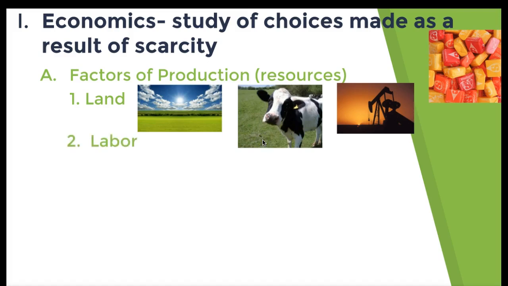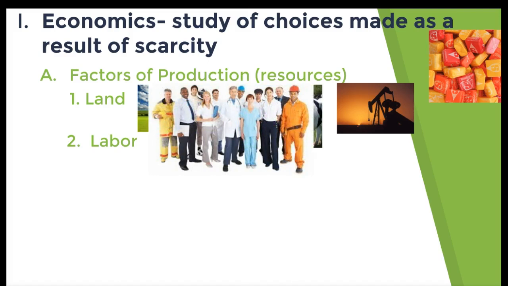labor category. So labor is obviously going to include a lot of different people. It's the human effort. And so in here we have a variety of people. We could talk about the electrical worker, the lawyer, the astronaut, the firefighter, the teacher, the doctor, the pilot, whatever. All of them are laborers. That's the human effort. And the third category is capital.